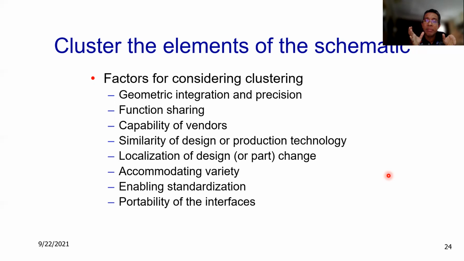For the printer just now, this would suggest clustering the elements associated with positioning, for example, the cartridge in the x-axis or positioning the paper in the y-axis. Function sharing is when a single physical component can implement several function elements of the product. These function elements are best clustered together.